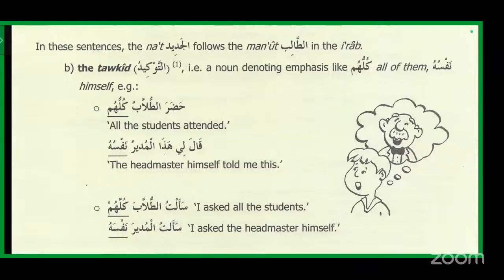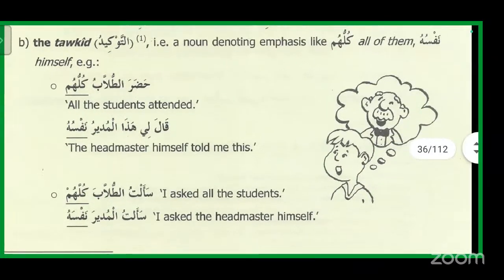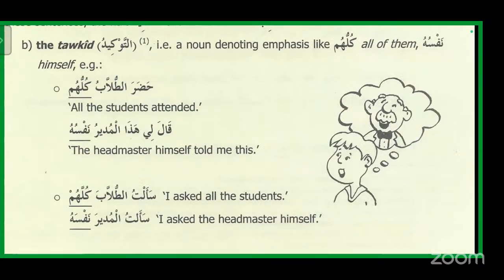The tawkid, that is a noun denoting emphasis like kulluhum, all of them. نفسه, himself. Example: حضر الطلاب كلهم. All the students attended. قال لي هذا المدير نفسه. The headmaster himself told me this. سألت الطلاب كلهم. I asked all the students. سألت المدير نفسه. I asked the headmaster himself.